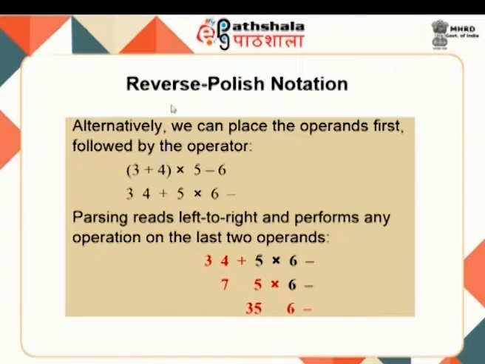Alternatively, in reverse polish notation or the postfix notation, you can place the operands first followed by the operator. So, here you have this in bracket: 3 4 plus, then 5 into 6 minus. Parsing reads left to right and performs any operation on the last two operands. So, you do this operation first, you get a 7. Then next you see this, then multiply, you do this operation. So, you get 35, then you see 6, then you do this minus operation. So, this is the order in which the operations are done.